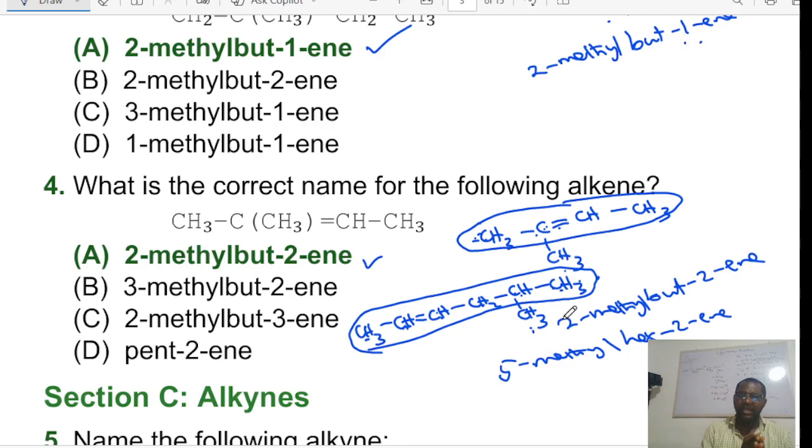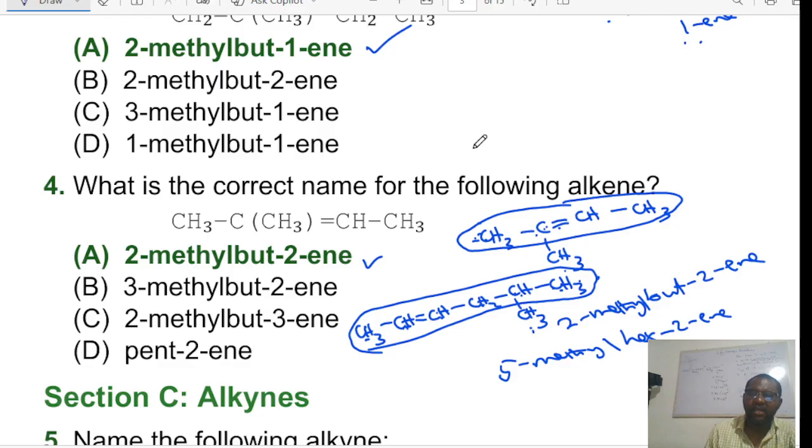Now the next thing I'd like to mention here, which is extremely important, is that methyl is not the only substituent. We could have more than one substituent. There are many other substituents. There is chloro, there is bromo, and all of that. So I want to write an example of chloro and bromo.